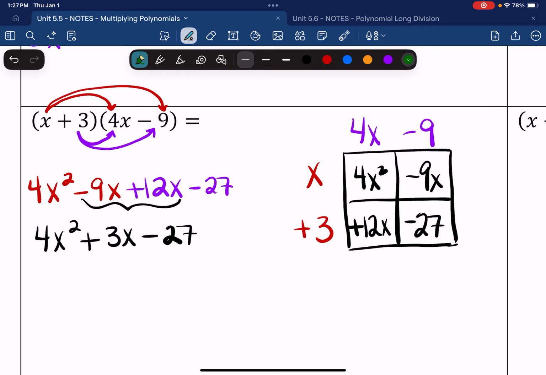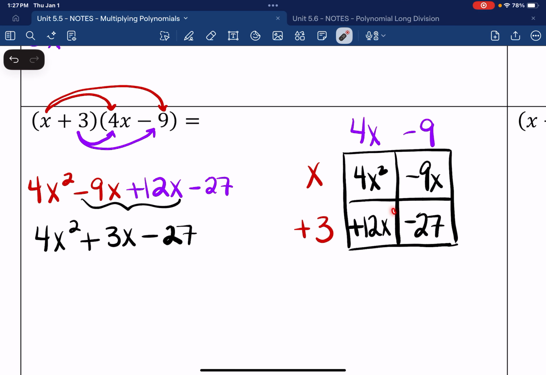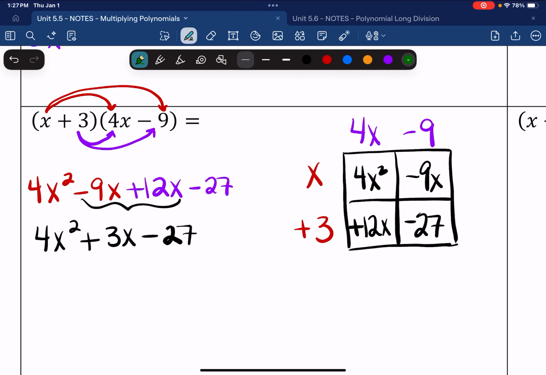So when I look in all 4 of these boxes, I notice that this is an x term and this has an x term. Remember, like terms have the exact same variable and exponent. So I can combine these 2 terms together. And this ends up giving us 4x squared, that's our term with the highest exponent. 12x minus 9x still gives us a plus 3x. And then we have our minus 27.